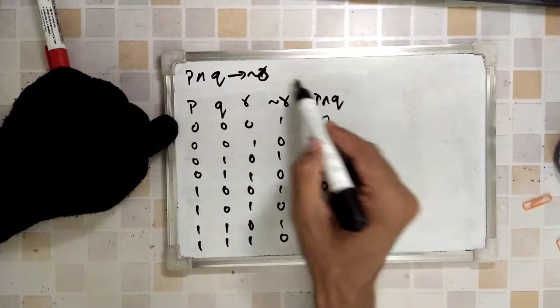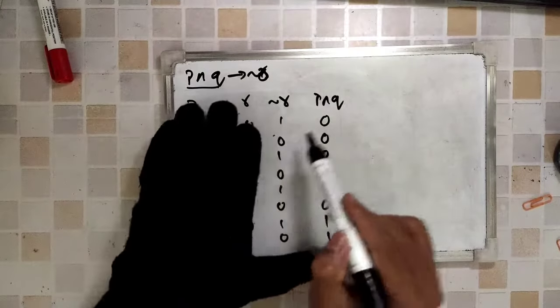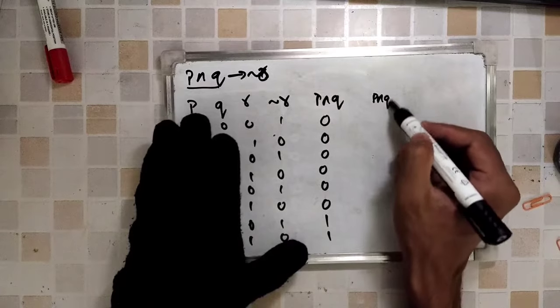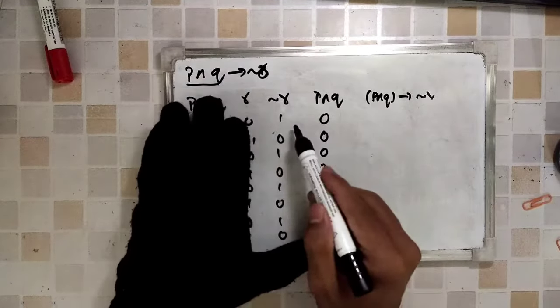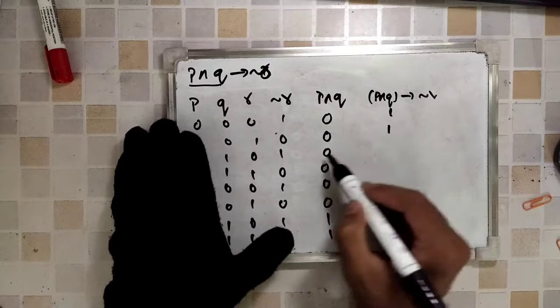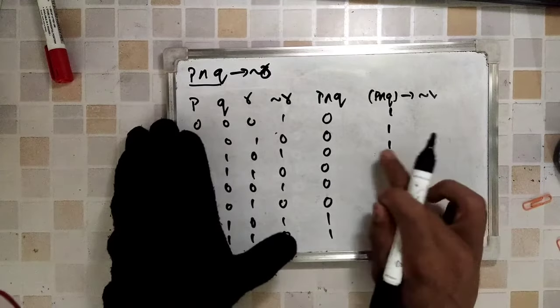This whole thing implies negation R. Sorry, negation R. So now see here 0 to 1. So it is P and Q whole implies negation R. 0 to 1 it is increasing, then 1. 0 to 0 it is equal, so 1. 0 to 1 again increasing, 1. 0 to 0 it is same, so 1.